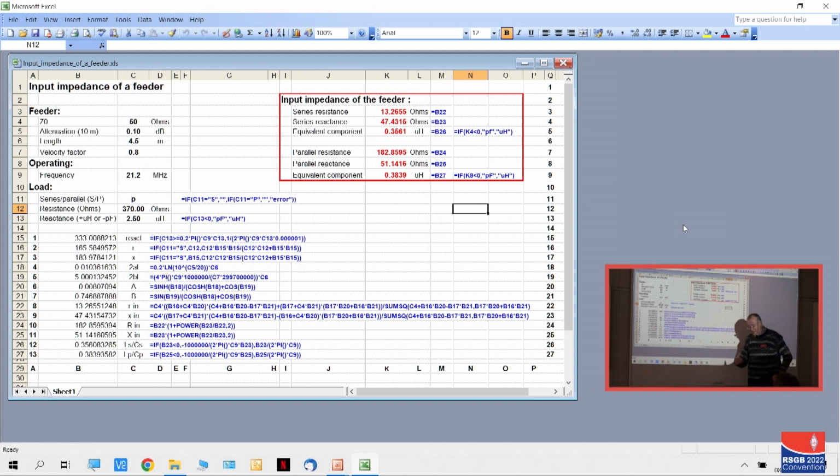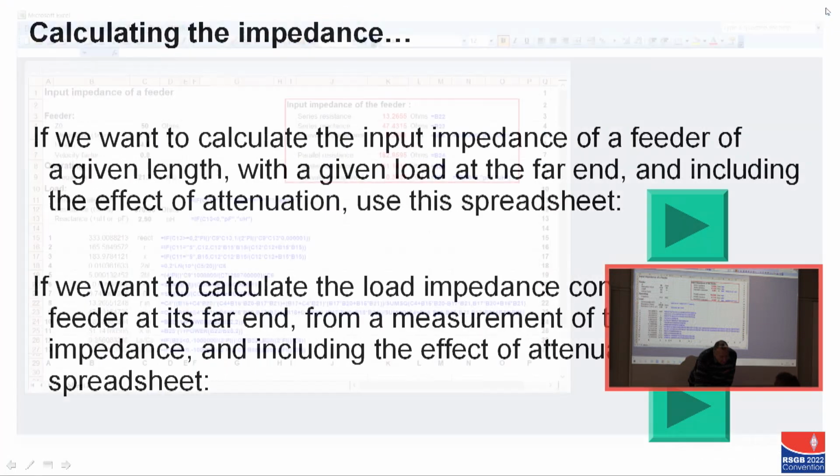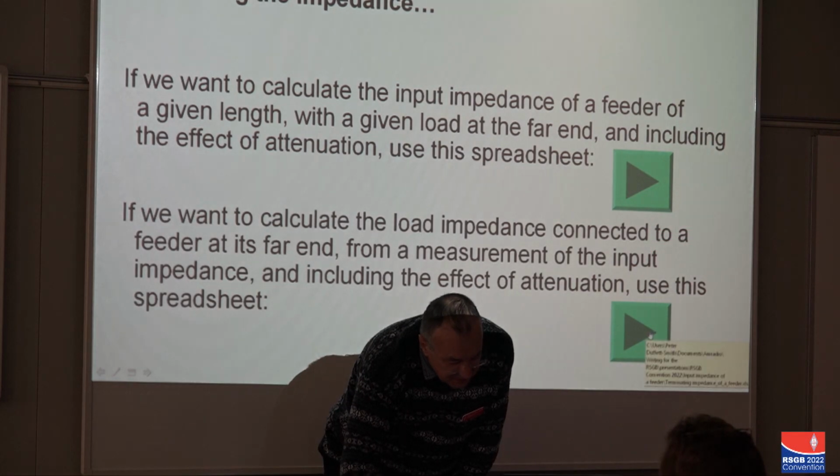And you can do it that way around. By the way, if anybody wants this, I'd be happy to provide that to them. If you've got a memory stick in your pocket, I'll load it down for you.